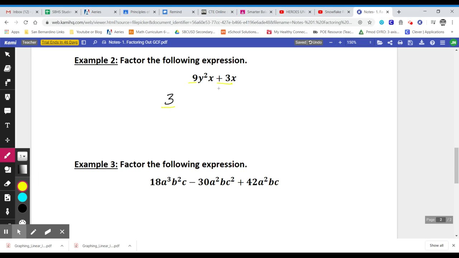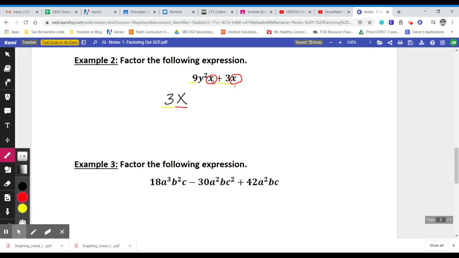But now I have to look at the variables. Are there any variables that they both have in common? Here I have a y squared. Here I don't have any y, so I can't take any y's out. But I can take an x out, right? Because they both have an x in both of the terms. So therefore, I can take 3 and I can also take out an x, which makes it 3x that I can take out.